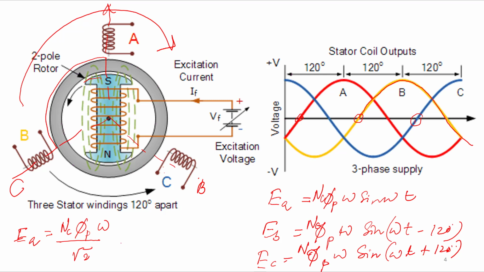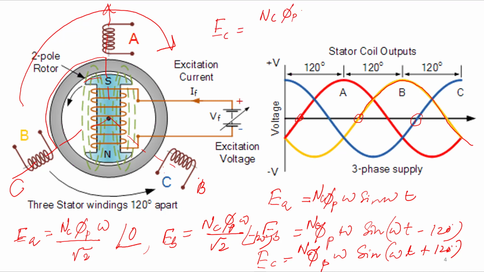Okay. And similarly, the angle will be 0 here, and EB will be NC phi p omega by root 2, and the angle will be minus 120, right? And similarly, your EC will be NC phi p omega by root 2, and the angle will be plus 120, right? Okay, these are the RMS expressions for the voltages.